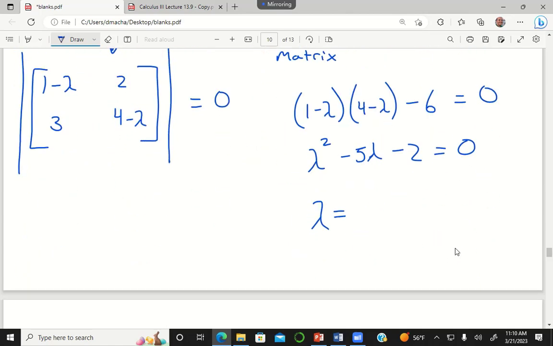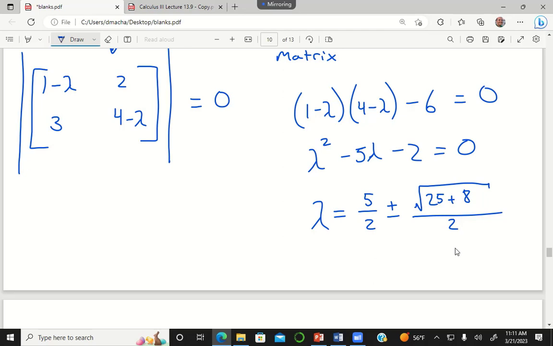Now, this would be 5 over 2 plus or minus the square root of 25 minus 4 times 2, 8. So minus negative 8 makes plus, over 2. So the square root of 33 isn't a nice number. But this gives me 2 values for lambda, and these are going to be my 2 eigenvalues of my matrix.